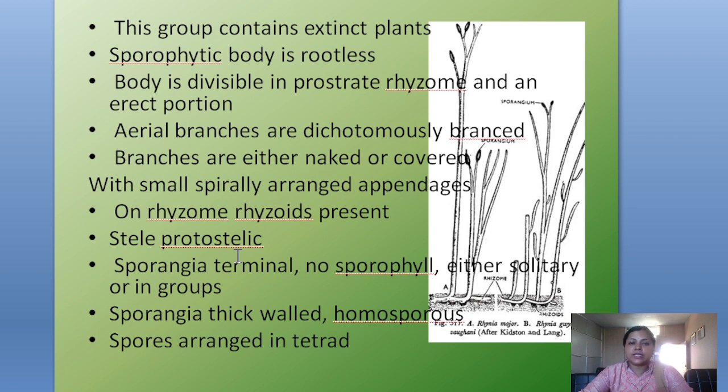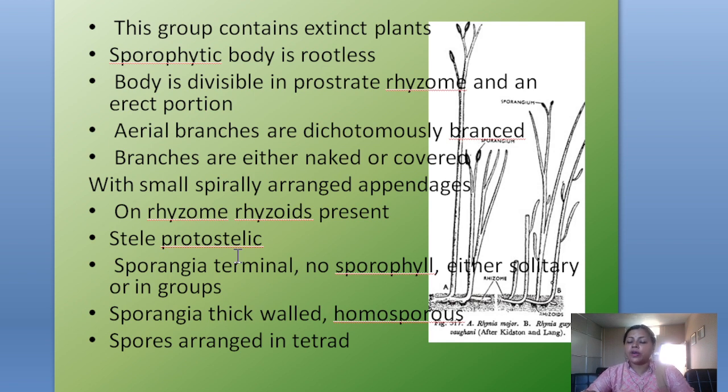All the plants are extinct, and the sporophytic plant body is rootless. The body is divisible into a prostrate rhizome and an erect portion, and the aerial branches are dichotomously branched. I have already told you in the earlier class what dichotomous branching means: branching in the branches. There are no leaves; the stem is either naked or covered with very small, spirally arranged appendages. Leaves you cannot see, but they develop cones or strobili.